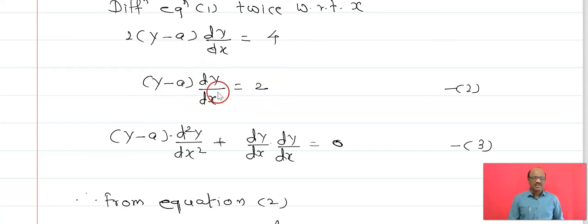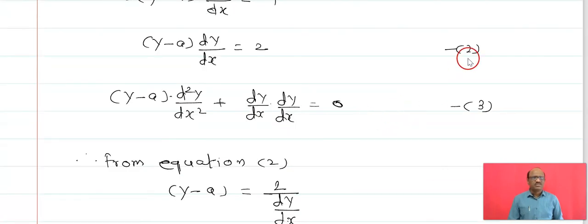This is the first equation. Now again differentiate this with respect to x. Now apply here the product rule. Keep the y minus a as it is and differentiate dy by dx. Its derivative is d2y by dx square, plus, again keep dy by dx as it is and find the derivative of y minus a. The derivative of y is dy by dx and the derivative of a is 0, it's a constant. Therefore, dy by dx into dy by dx equals 0. This is equation number 3.